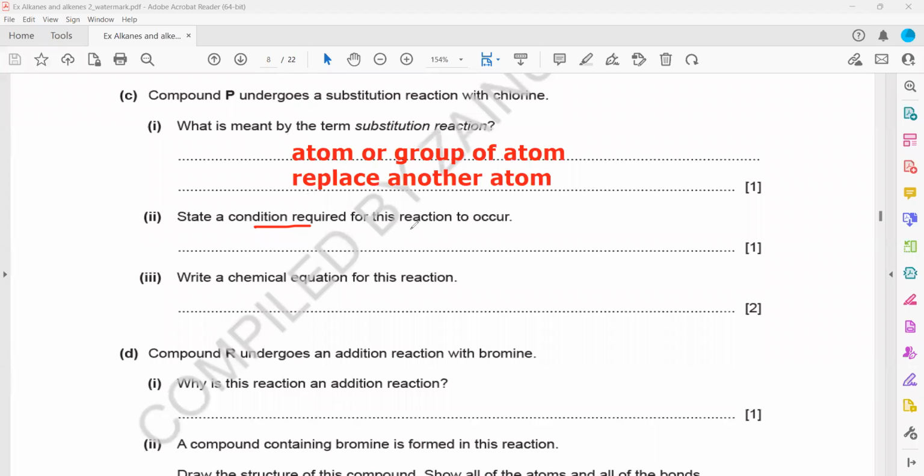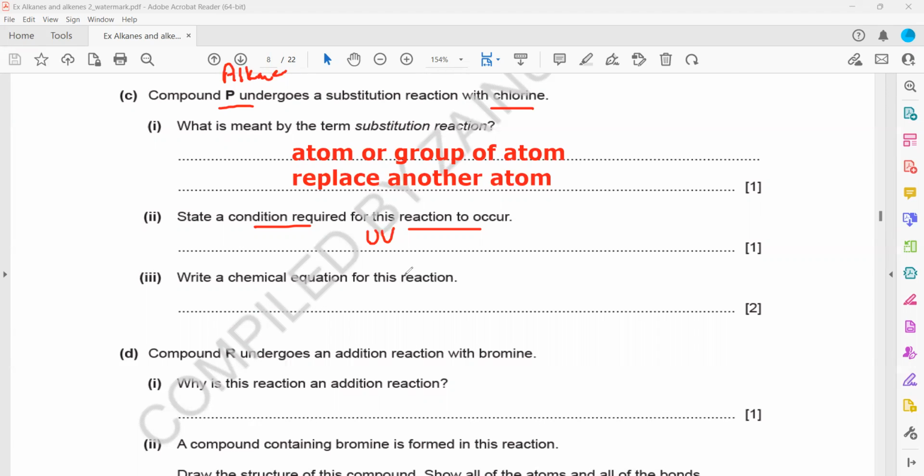State the conditions which we require for this reaction to occur. Compound P needs UV light, because compound P is an alkane. How do we identify it's an alkane? Alkanes are those compounds which have carbon-carbon single bonds throughout the structure. So for a substitution reaction to occur, we need ultraviolet light or UV light.